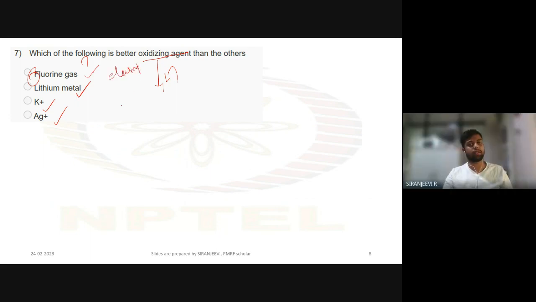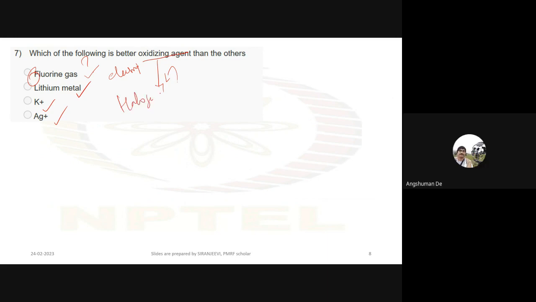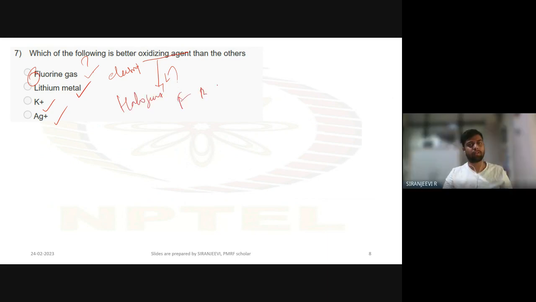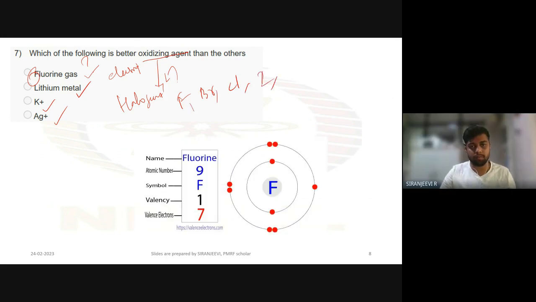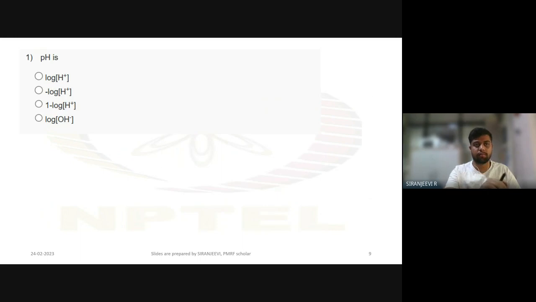Okay. It is coming under the halogen group, right? Halogen group: fluorine, chlorine, bromine, iodine. So in that case, this is the reason. The atomic number of fluorine is 9, so the valency is 1. With a valency of 1, the tendency of accepting an electron is more compared with donating an electron, when you see the outermost shell of fluorine. That is why we say that fluorine gas is the best example of an oxidizing agent.